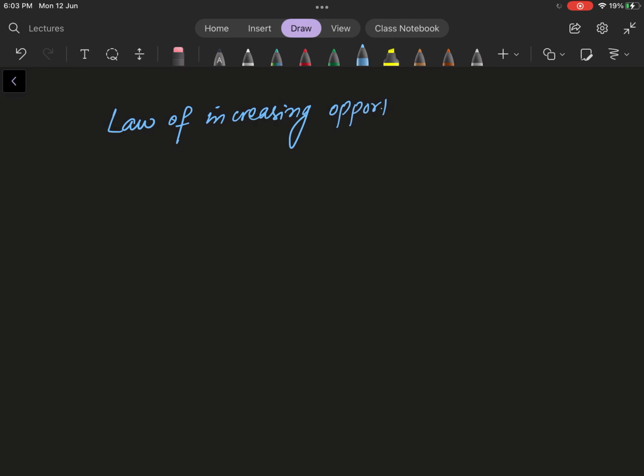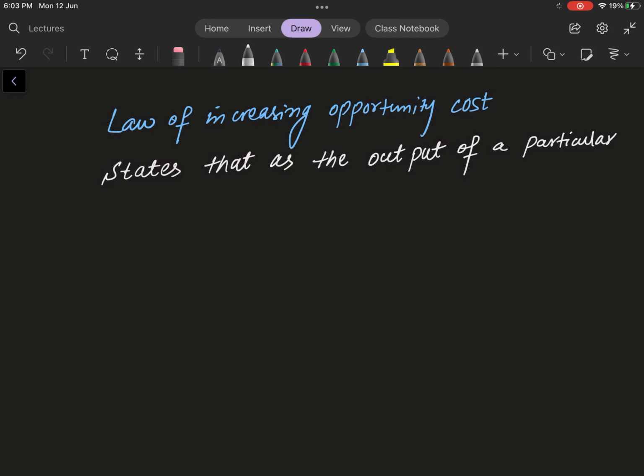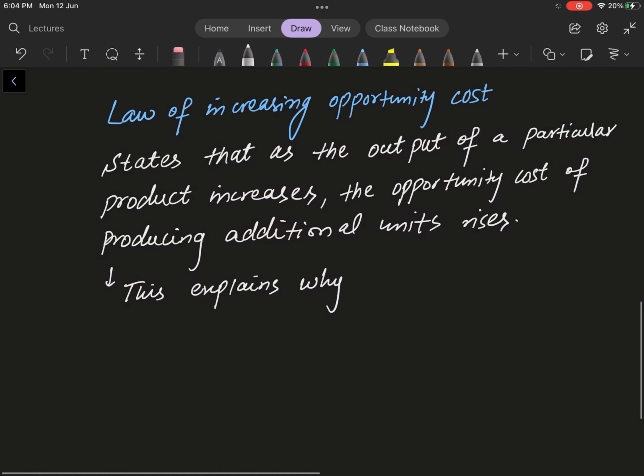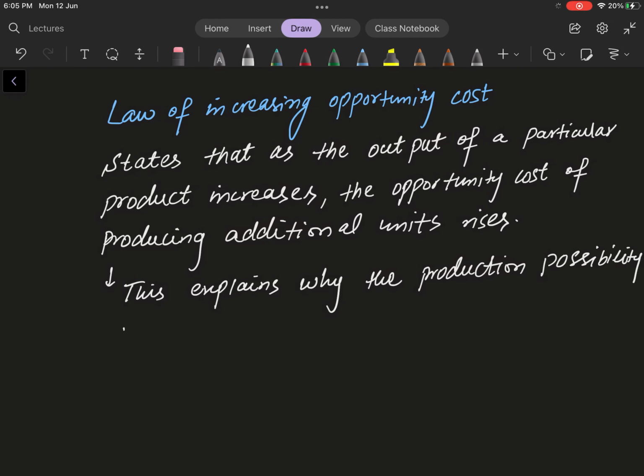Now let's see why the production possibility curve is bowed outward. For that, we first have to understand the law of increasing opportunity cost. The law of increasing opportunity cost states that as the output of a particular product increases, the opportunity cost of producing additional units rises. That means as you keep on producing additional units of one good, you'll have to give up more and more of the other good. So let's see how the production possibility curve with an increasing opportunity cost is going to look.